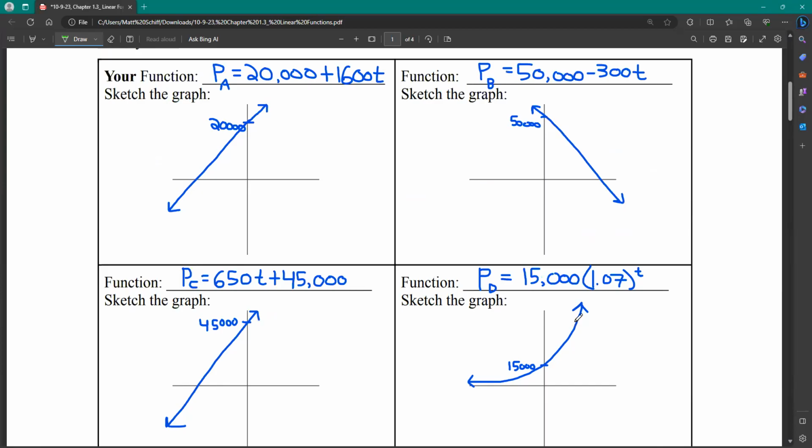It's curving. You may talk about how it's increasing faster and faster as t increases. The other graphs are straight lines, so that could imply something to do with constant rate of change.